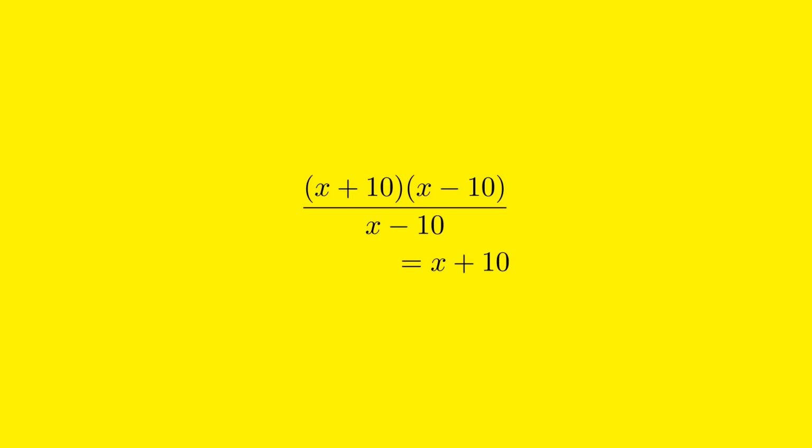With the expression now altered to x plus 10 times x minus 10 over x minus 10, we notice that the x minus 10 terms in the numerator and the denominator can cancel each other out. This leaves us with the simplified form x plus 10. This is the final step, and the rational expression is now reduced to its lowest terms.